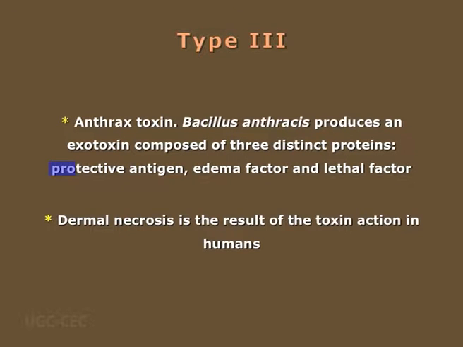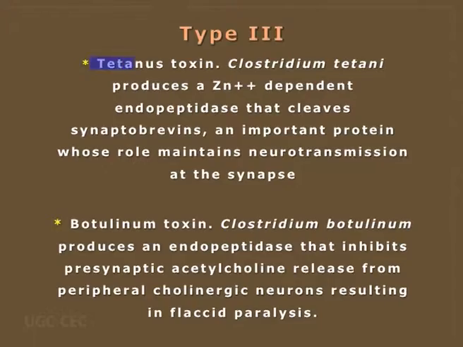Another important toxin is the anthrax toxin, and Bacillus anthracis is the causal organism, and it has several factors. The first is it has a protective antigen, it has an edema factor and a lethal factor. The edema factor and the lethal factor work in concert to change the microenvironment of the infected cell, leading to necrosis of the cell, and one of the most important effects is dermal necrosis caused by Bacillus anthracis. Another important type of type 3 toxin is tetanus toxin, and we are more aware of tetanus caused by Clostridium tetani.